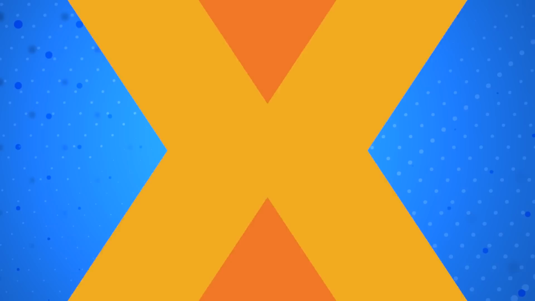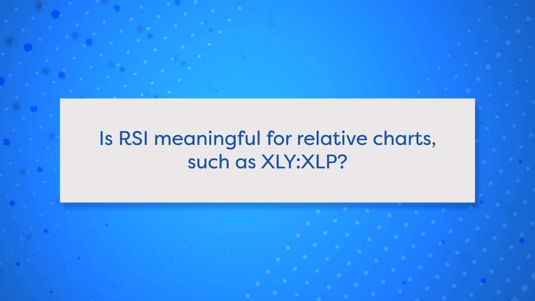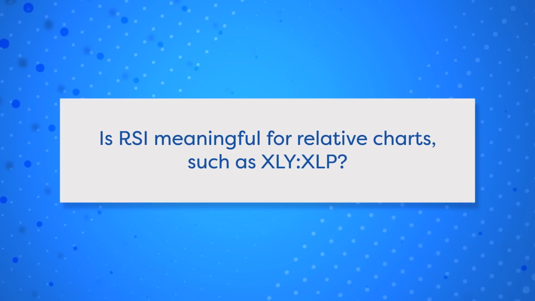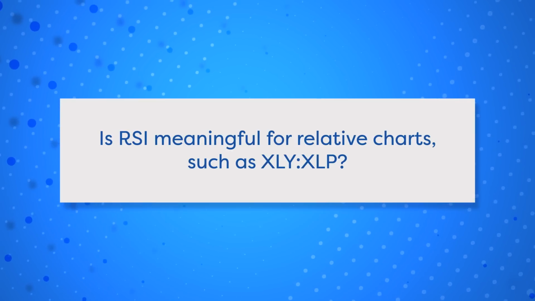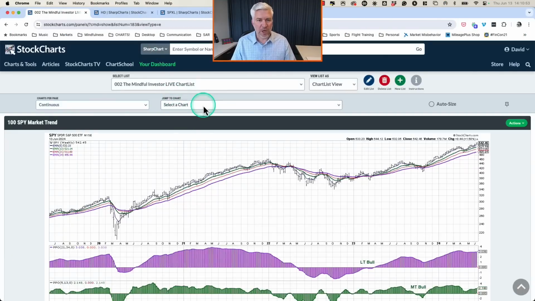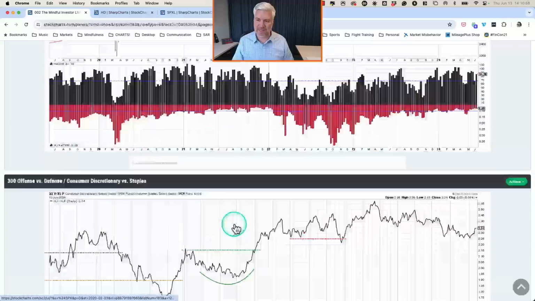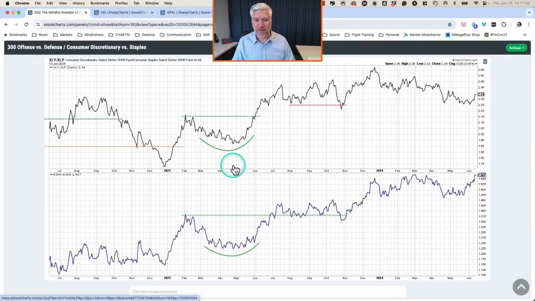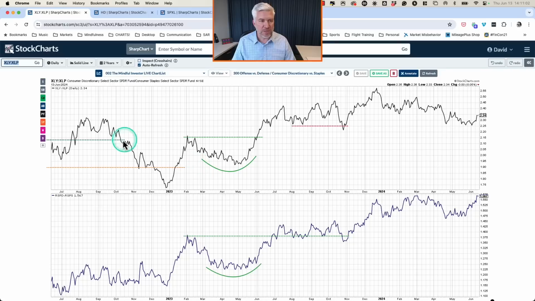Question number 3. Is RSI meaningful for relative charts such as XLY to XLP? That is a fantastic question. I love how you're thinking about whether different technical tools can be helpful, whether they can be applicable, just trying to get a sense of where they work and where they don't. I very much respect that question. Here is the ratio that you're talking about.